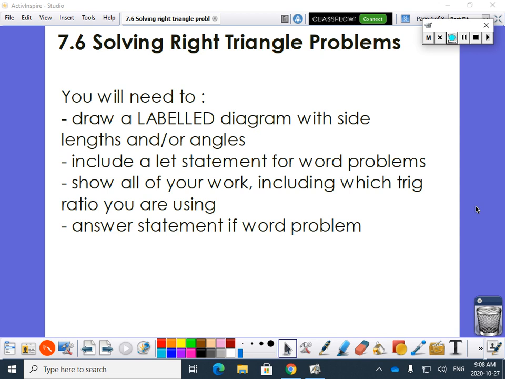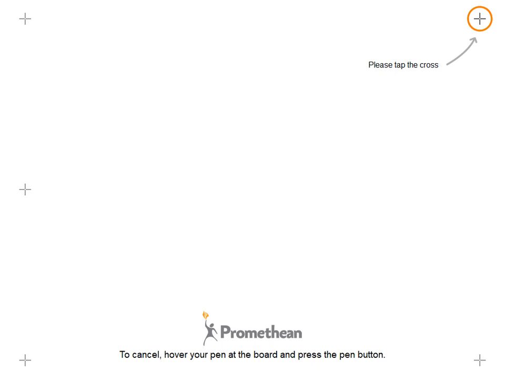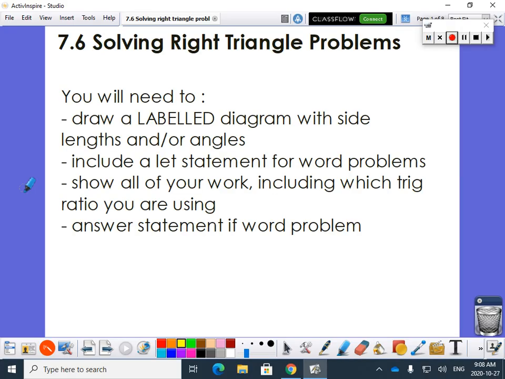Okay, so applications of trig. So now we are going to take our SOHCAHTOA, our 3 primary trig ratios, and we're going to use them to be able to solve word problems. So this is like the real world application. So you will need to draw labeled diagrams. So this, like I said, I find is the most difficult part. So draw a labeled diagram.